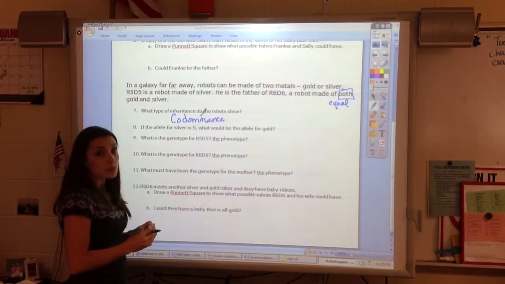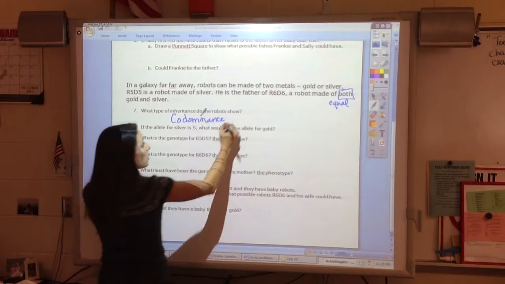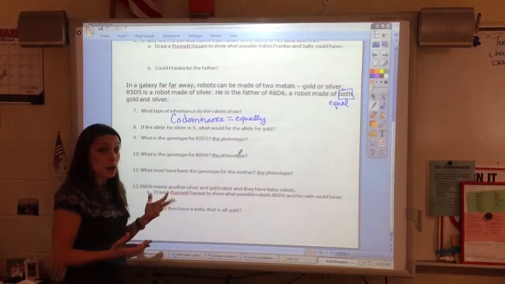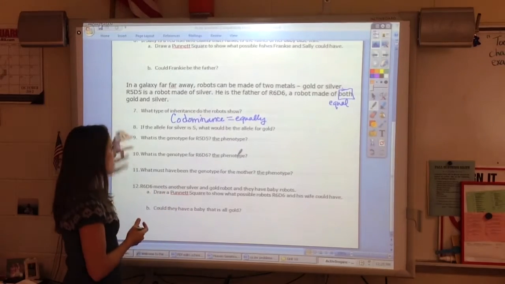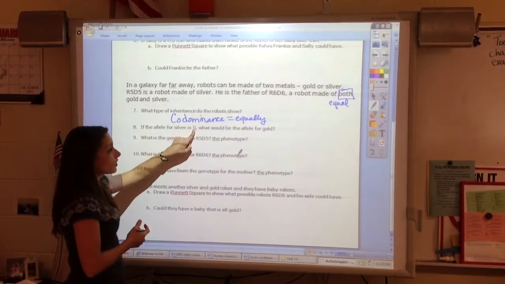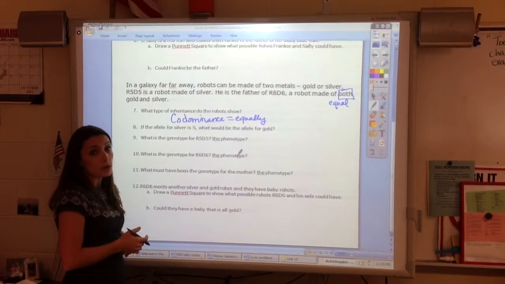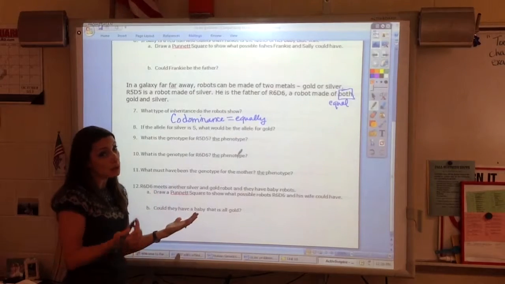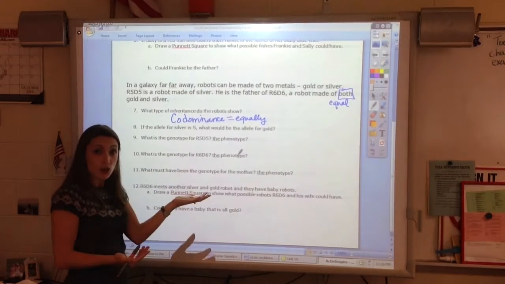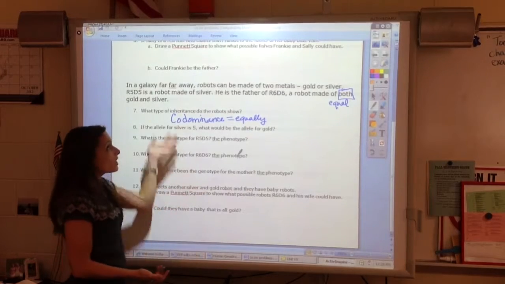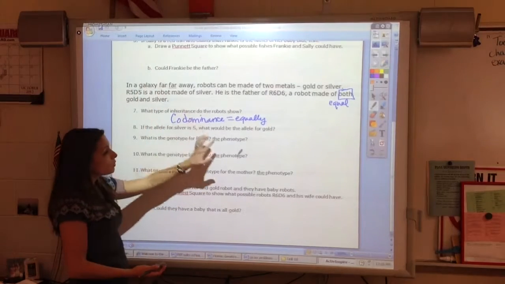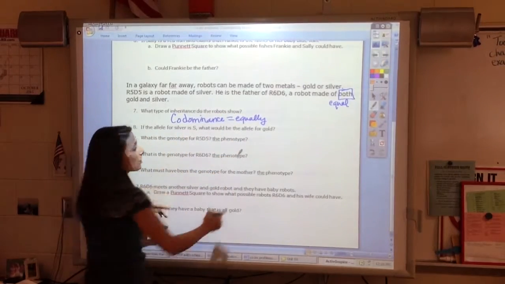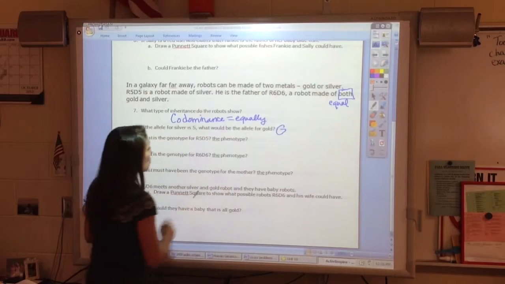Co-dominance is going to be where they both show up equally. So other examples are like spotted or striped. If the allele for S is silver, what would be the allele for gold? Well, we have to write our letters differently. Again, we can't use capital and lowercase because that means one is stronger and one is hidden. We can't use that prime symbol, so what we end up using is actually two different letters: S for silver and G for gold.